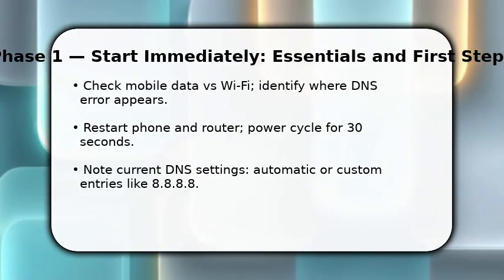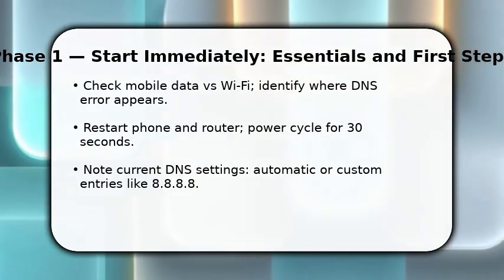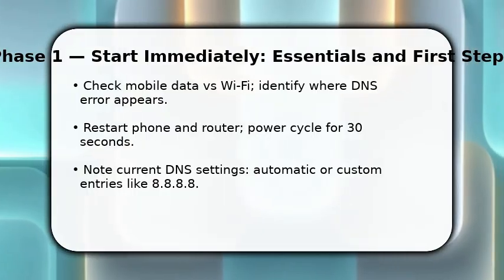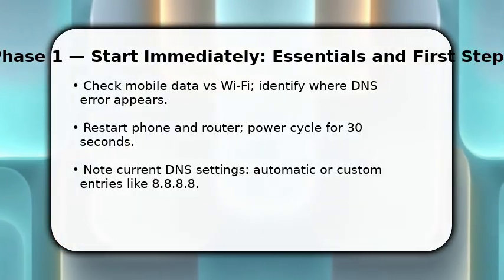Next, access your network settings and note whether DNS is automatic or custom. Write down any custom addresses such as 8.8.8.8 so you can revert if needed.